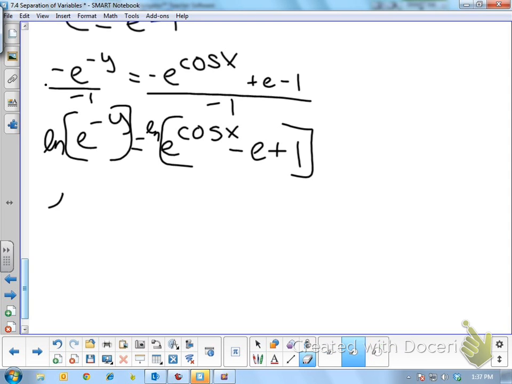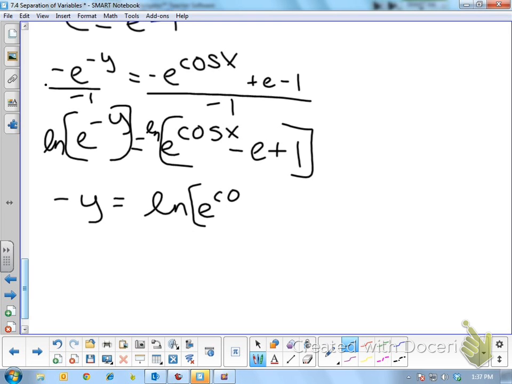So we would get -y equals ln of e to the cosine x minus e plus 1. And now we just have one more thing we need to do. Get rid of the negative. So we really just have positive y equals negative ln e to the cosine x minus e plus 1. So some of the algebra on these is a little bit trickier.